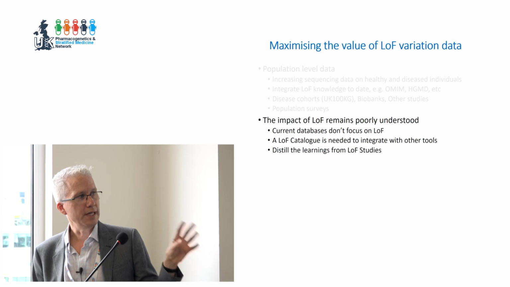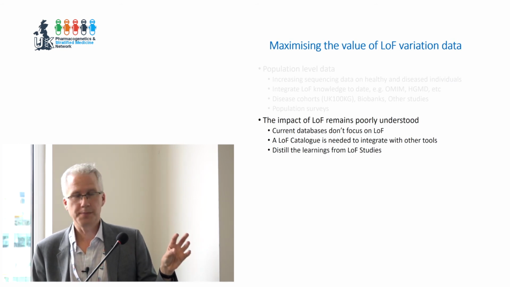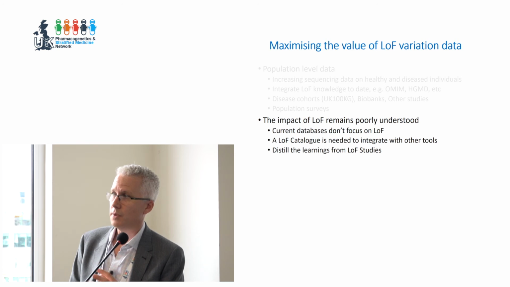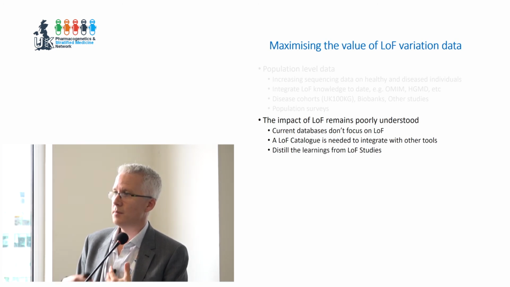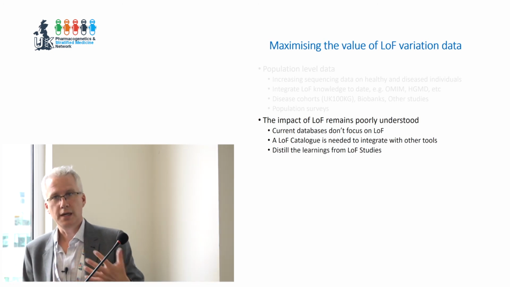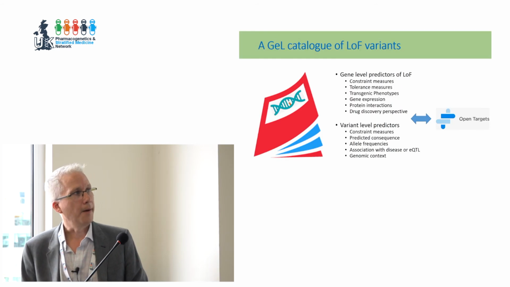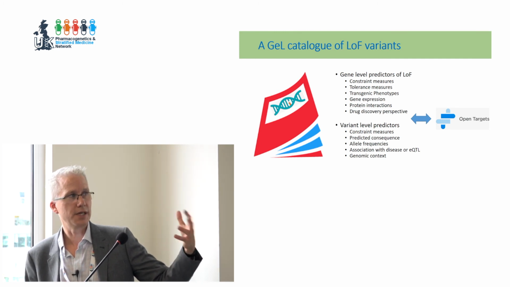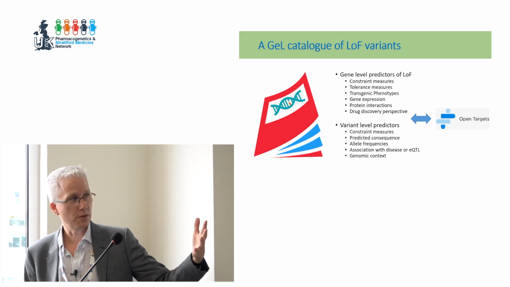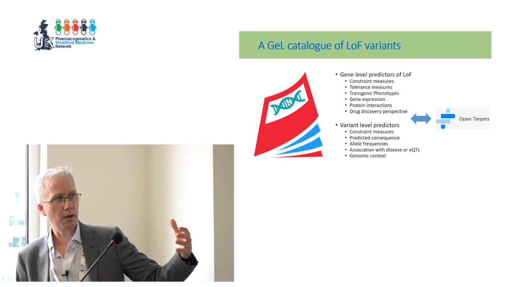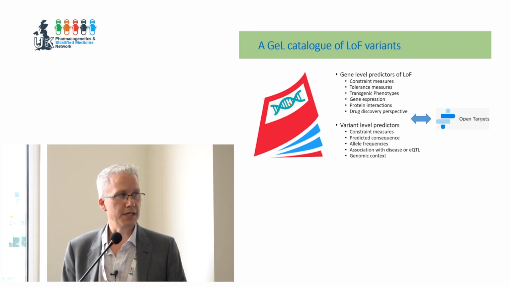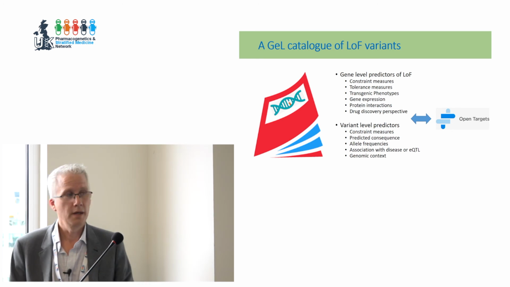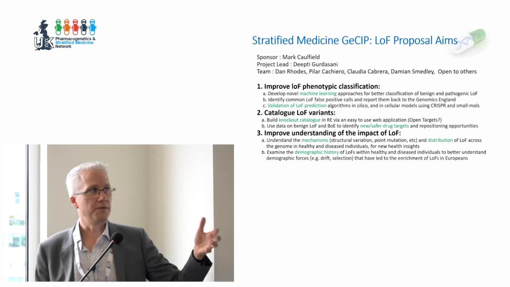And we really still don't understand loss of function very well, and current databases don't focus that well on LOF. The LOF resource that David talked about earlier, I think, will be really important. But GEL itself, I think, needs to build a resource like this. So we're actually proposing to build an LOF catalog in the GEL environment. This would capture important things like constraint measures, tolerance measures, transgenic phenotypes, gene expression, interactions, the drug discovery perspective, and then variant level things like ways to improve annotation of variants. We're thinking that this should really work closely with Open Targets and also probably with the knockout catalogue at the Broad.